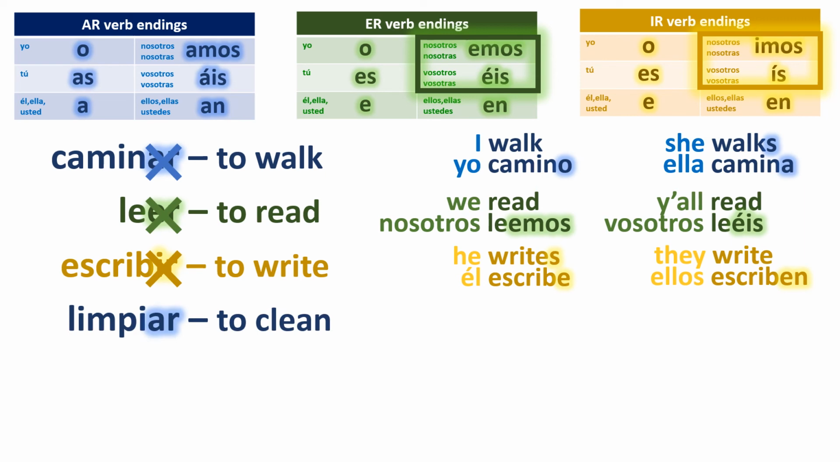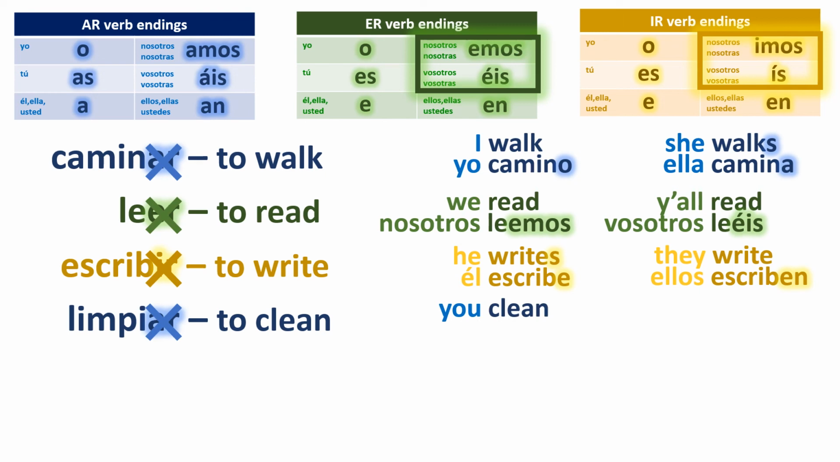Limpiar is to clean. The first step to conjugating the verb limpiar is to take off the AR ending. The root or the stem of limpiar is limpi. The i at the end will sound more like a Y when put next to an A, so it sounds like ya, limpiar.